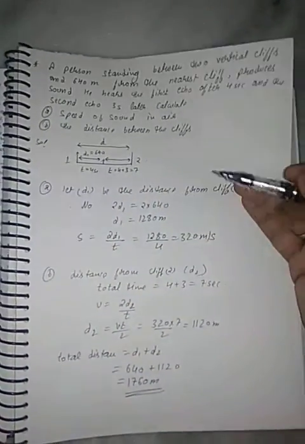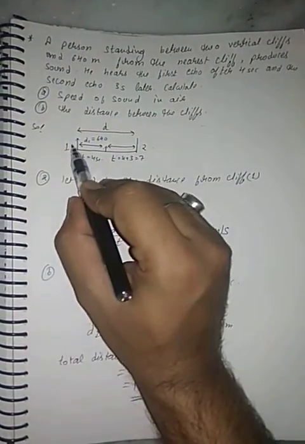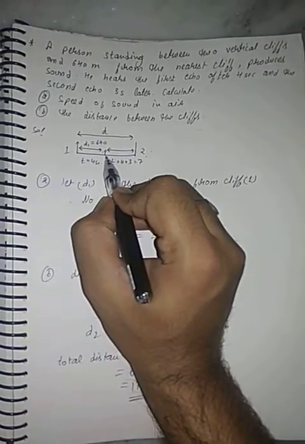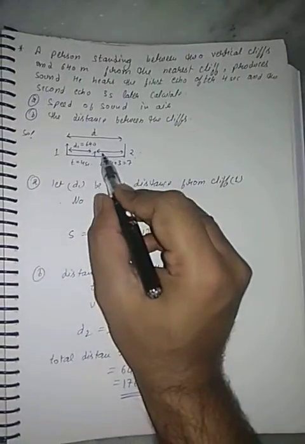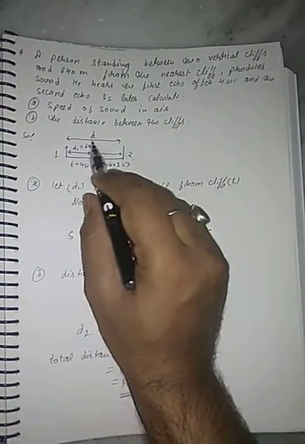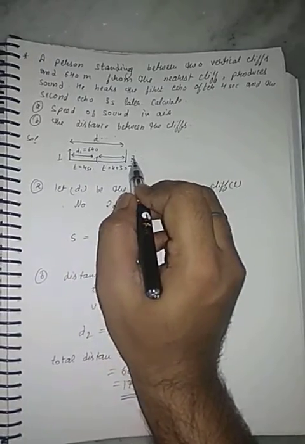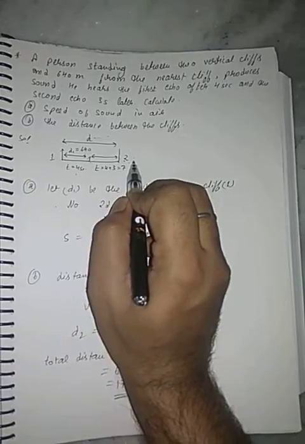Now such type of numerical, first of all you have to draw the diagram. Now see, I have taken a person between the two cliffs, cliff 1, cliff 2. The distance between the person and cliff 1 is 640 meters, as it has been said, and here the distance is not known, but the total distance I have assumed d between cliff 1 and cliff 2.